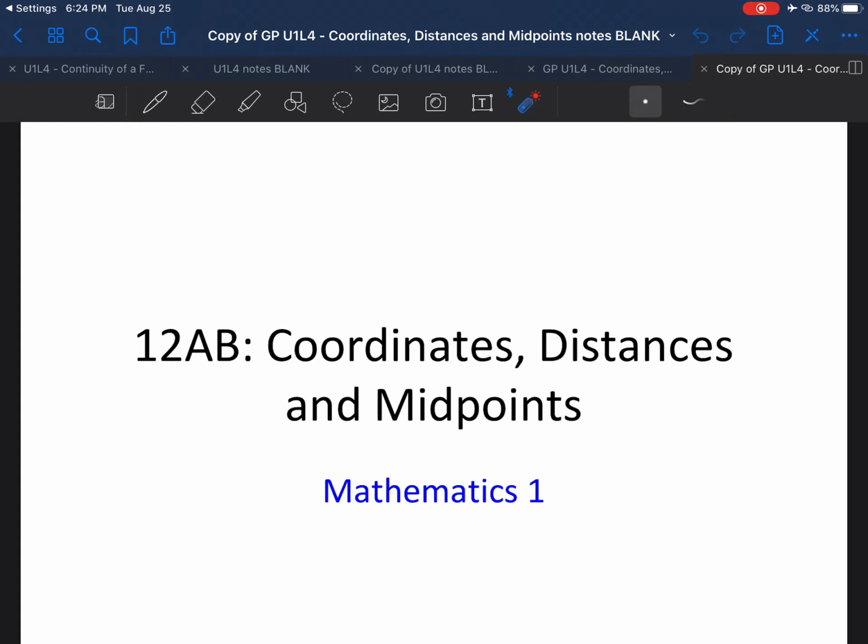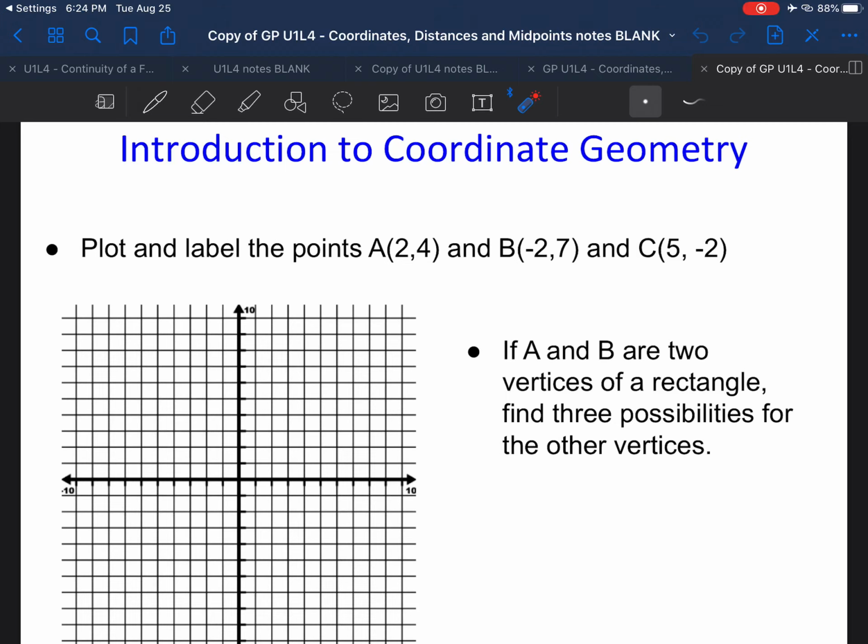Topic for today is really a couple things. We're talking about coordinates, x and y values, distances, and midpoints. In the textbook, the relevant two sub-chapters you're going to look at are chapter 12A and chapter 12B. When we say coordinates, really we're going to talk about coordinate geometry.